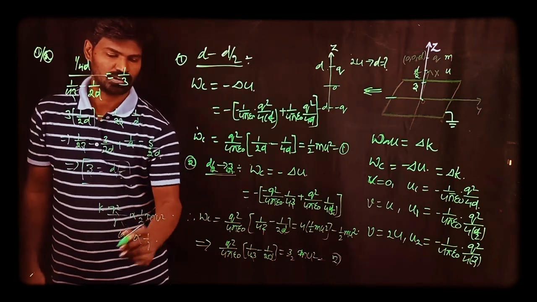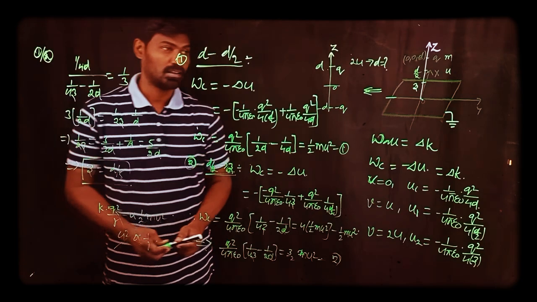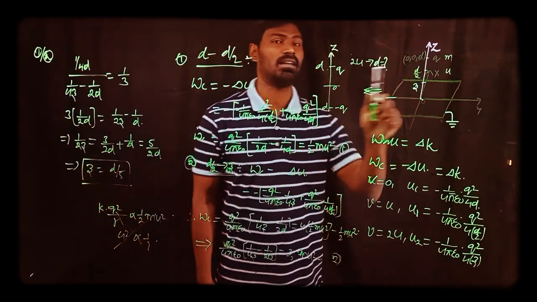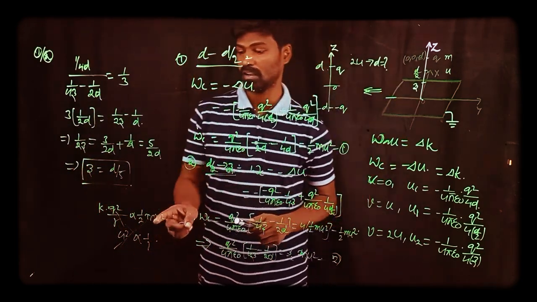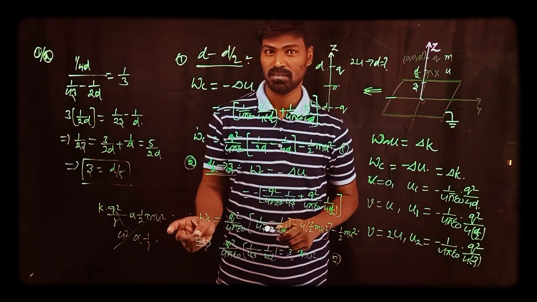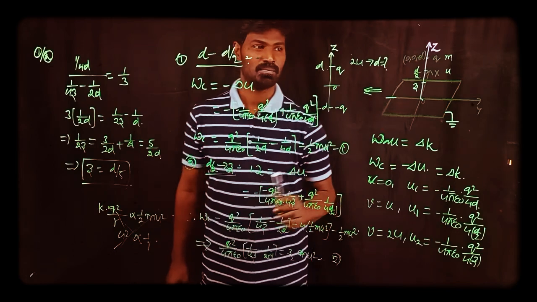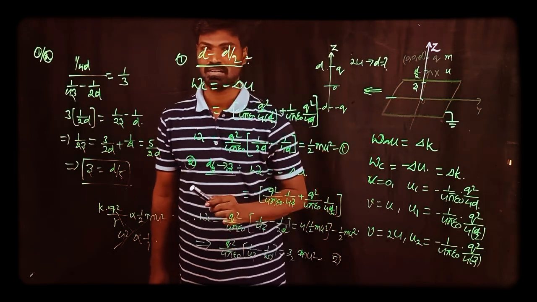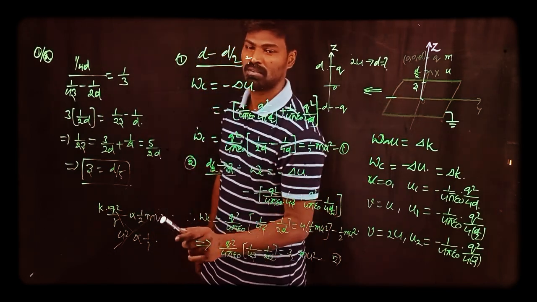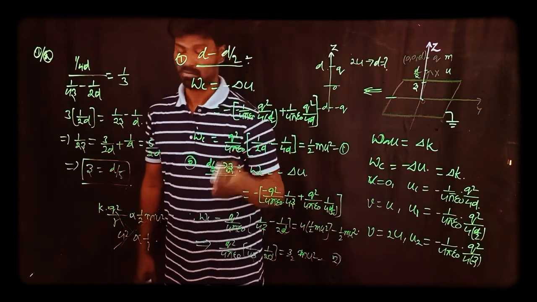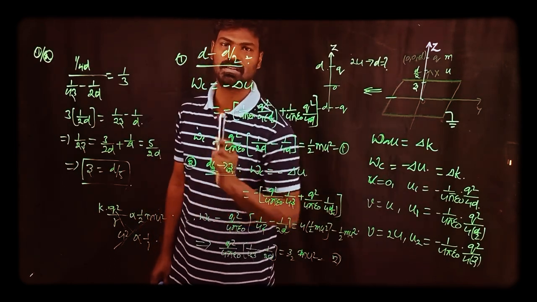This method is wrong. Why is it wrong? Because here the body is moving under variable acceleration. If it is moving under uniform acceleration, this ratio and proportion style you can do. But here the acceleration is not constant, because of which you can't solve the problem this way. You have to apply the work energy principle and solve it like this.